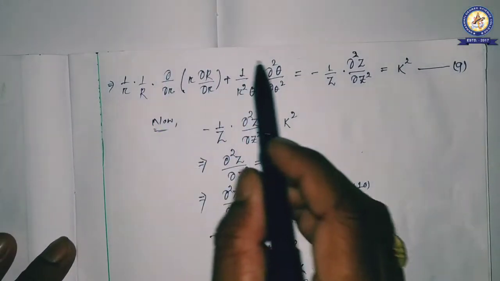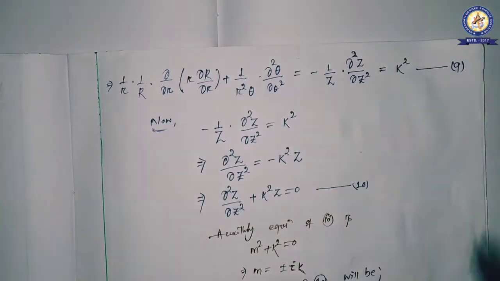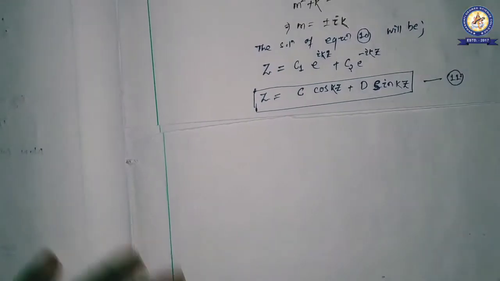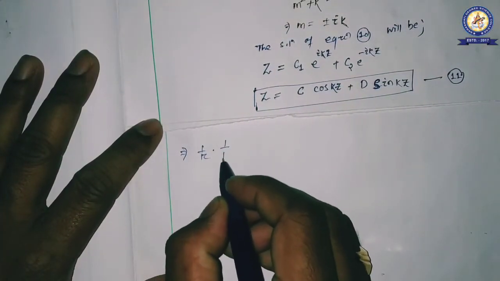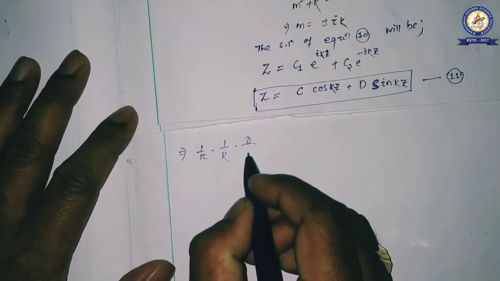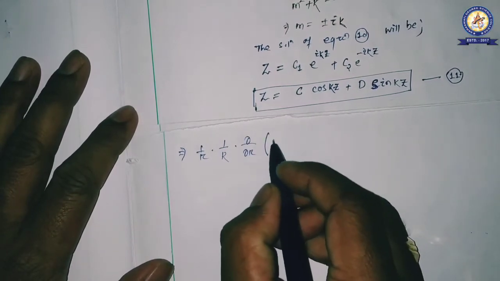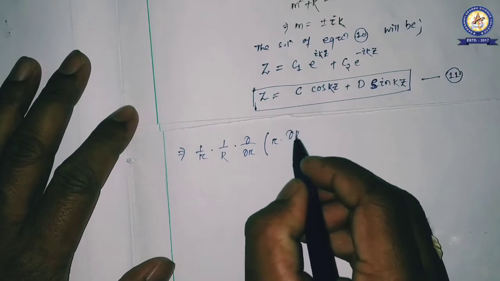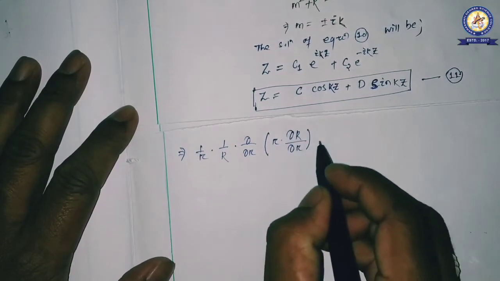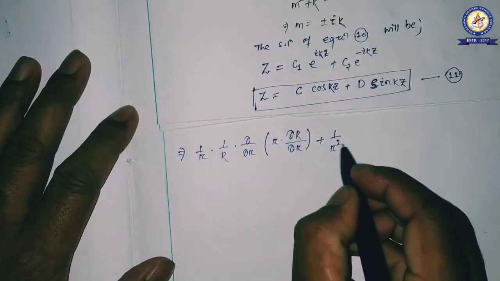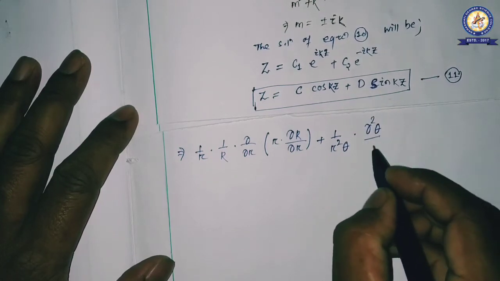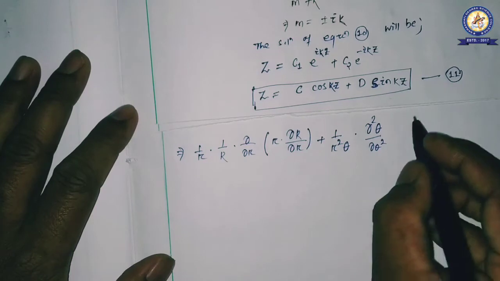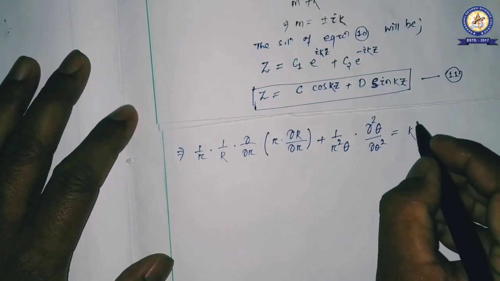Now we are going to consider this much equal to k square. So that implies 1 by r into 1 by capital R into del by del r into small r into del capital R by del r plus 1 by r square capital theta into del square capital theta by del small theta square is equal to k square.